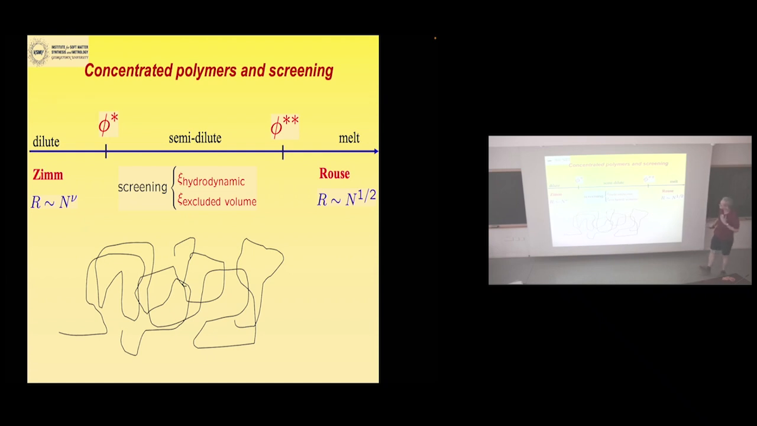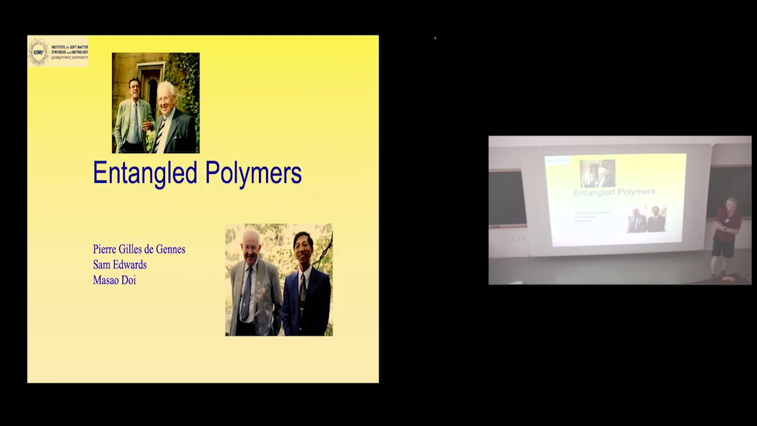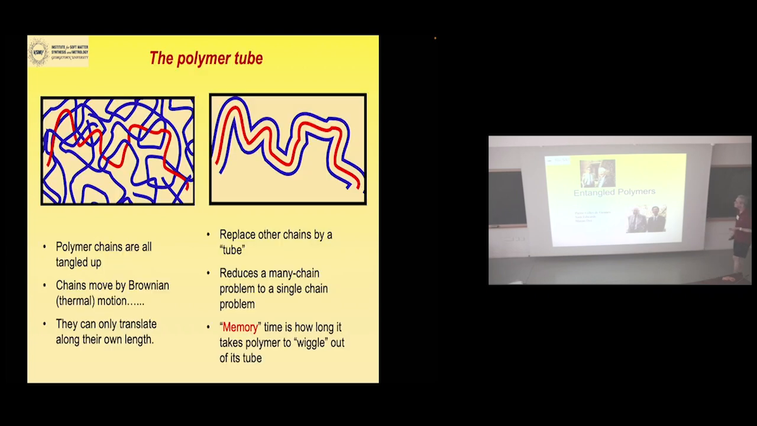Okay. So I have just a little bit of time, so I want to say a little bit about entangled polymers, because if we make the molecular weight large enough and the concentration high, then they start to entangle with each other. The theoretical understanding was from these three gentlemen, Pierre-Gilles de Gennes, Sam Edwards, and Masao Doi. The left would be a quasi-realistic set of spaghetti, where I've got a red one and blue ones.